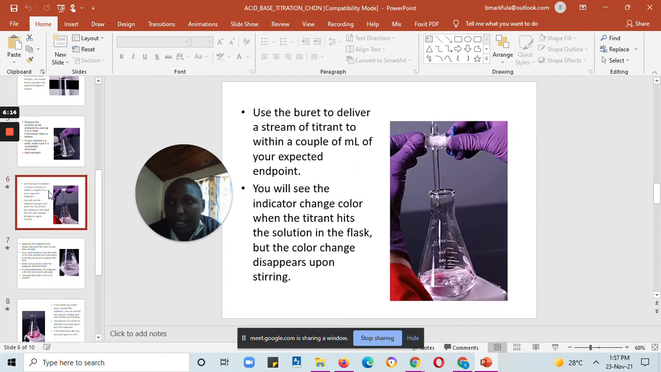To the next slide, that is how the titration is carried out. Use the burette to deliver a stream of titrant to within a couple of milliliters of your expected endpoint. You will be able to see the indicator change color when the titrant hits the solution in the flask, but the color change disappears upon stirring, shaking or swirling.